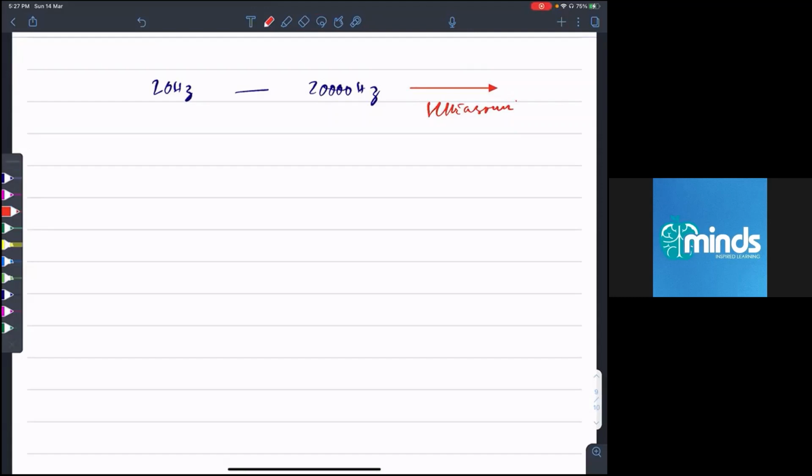Now, how can we generate these ultrasonic sound waves? Remember, sound is generated by vibrating body. For example, if frequency of my sound is, let's say, 1000 hertz, what does it mean? My vocal cords are vibrating at 1000 hertz. If frequency of a guitar string is, let's say, 300 hertz, what does it mean? The guitar string is vibrating with a frequency of 300 hertz.